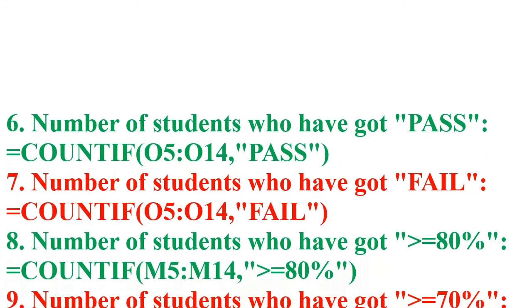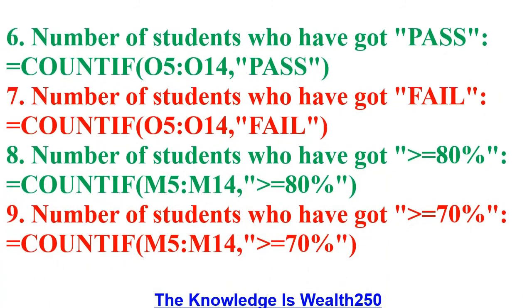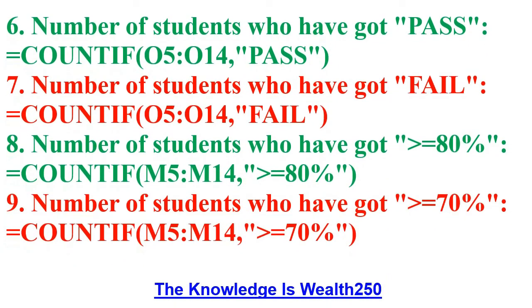Formula number 6 that we have seen in this part 2 of our Microsoft Excel calculations is the calculations of the number of students who have got pass. Okay, so it is the same formula. You write there equal sign, then count if, you open your bracket, you select range, comma there, you open your quotation mark, then pass there, you close your quotation mark, then you close your bracket, then you press or click enter key there.